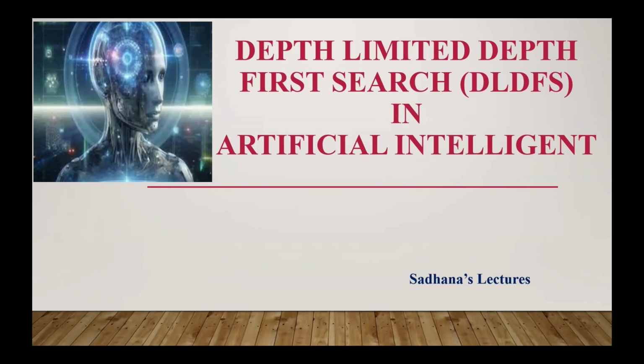Right now we are covering the different searching strategies used by the agent to find its goal state. So in this video we are going to cover depth limit depth first search. We can say it is one type or next version of the depth first search. Let us understand how it performs its operation.